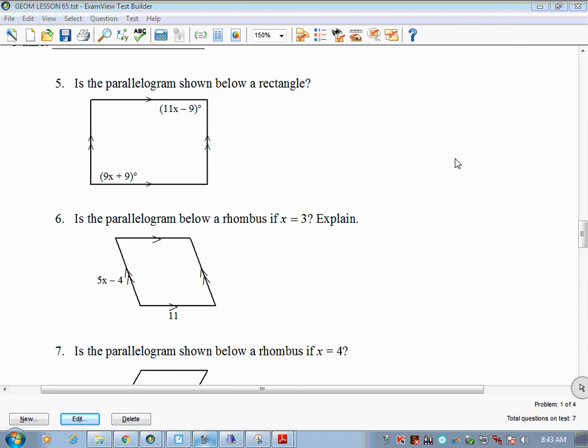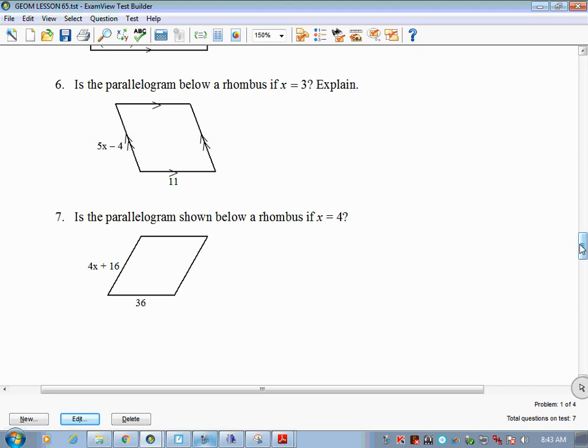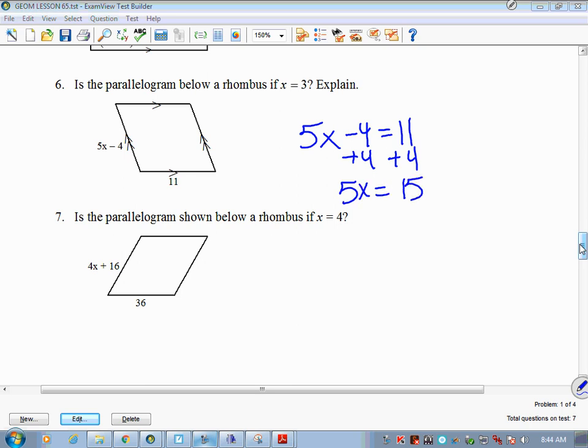Okay, number 6, we're getting towards the end. Is this parallelogram a rhombus? We haven't seen a lot of rhombus questions up to this point, but if you'll remember in our properties of parallelograms that we want consecutive sides to be congruent, so what we would have to say is 5x minus 4 equals 11. Okay, so we're going to solve for x. We're going to add 4, so we get 5x equals 15. We're going to divide by 5. We get x equals 3.